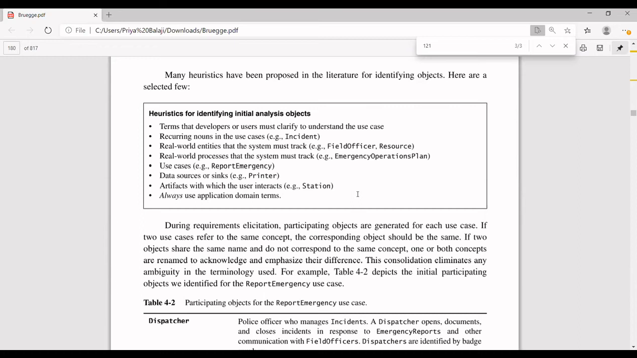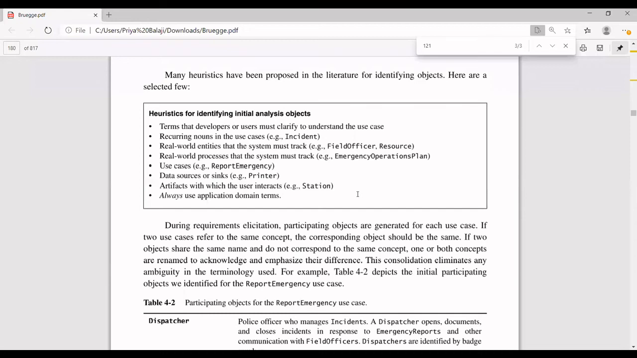Through the emergency report, the second object will be the emergency report or report emergency form. That particular form has to be filled, right? So that is going to be the second object. Once the form is filled, next who is going to be the third? The dispatcher. So dispatcher. Who is going to be the fourth one?